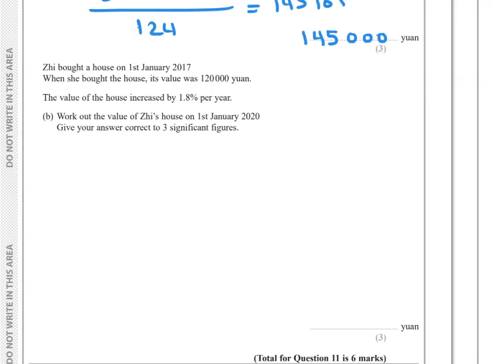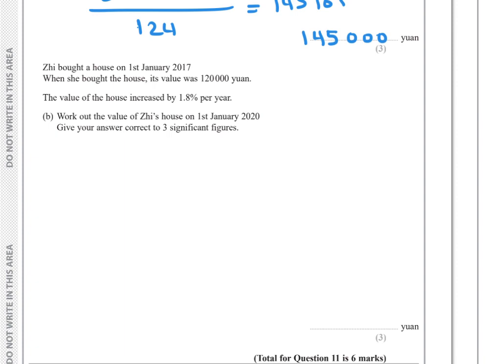Next one. They bought a house on the 1st January 2017. When she bought the house, its value was 120,000 yuan. The value of the house increased by 1.8% per year. Work out the value of this house on the 1st January 2020. Give your answer correct to 3 significant figures. So each year it increased by 1.8%. We need to find the new value after 3 years, from 2017 to 2020.